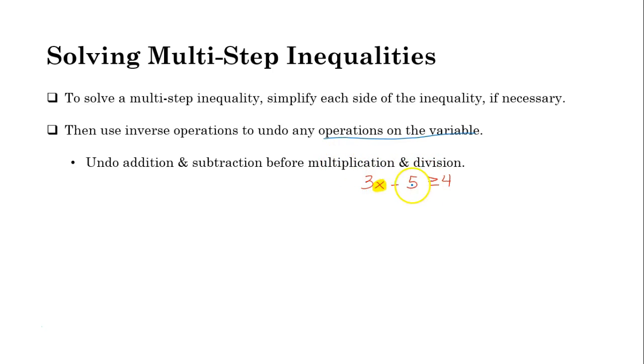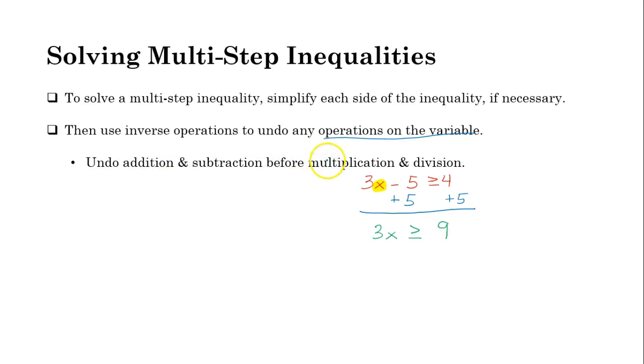So to undo a minus 5, the inverse operation of subtraction is addition. So I'm going to add 5 to the left side, and I'm going to add 5 to the right side so that my inequality stays true. So then I get 3x, and then minus 5 plus 5 is 0, so plus 0, which you don't have to write, because 3x plus 0 is just 3x, greater than 4 plus 5, 9.